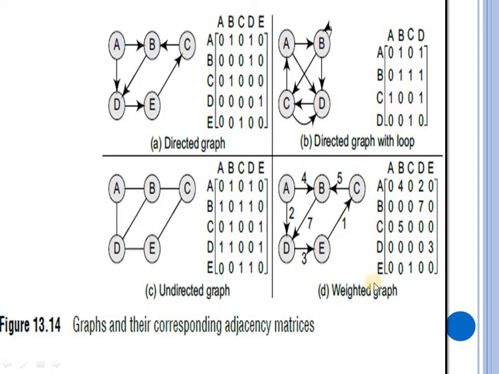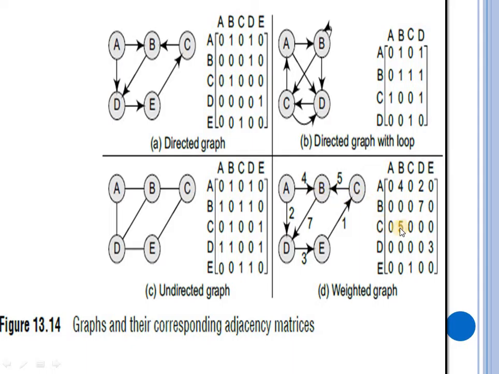Then the weighted graph. Here the difference is that in all the previous cases we put 1, but in a weighted graph we have to put the cost or weight for that edge. So here an A to B edge is there, so for A to B we put 4, that is the cost of that edge. Now C to B is there.